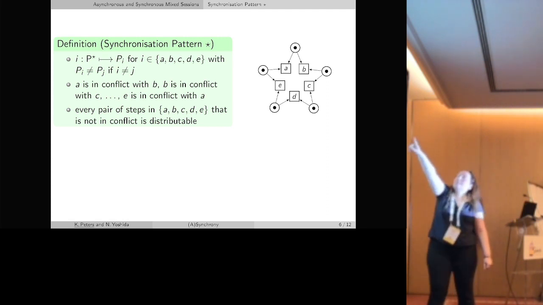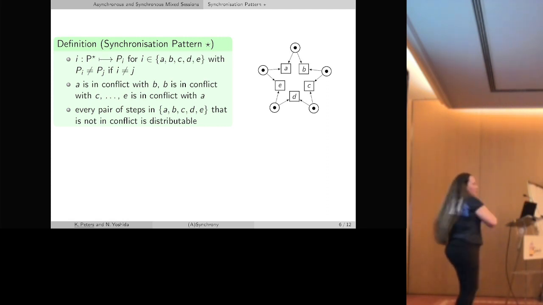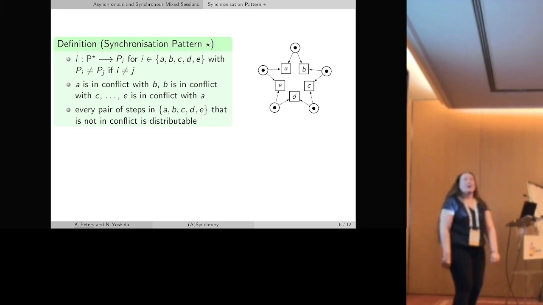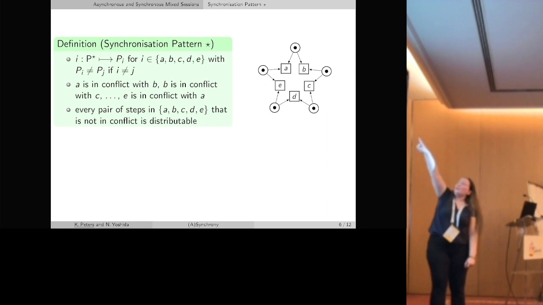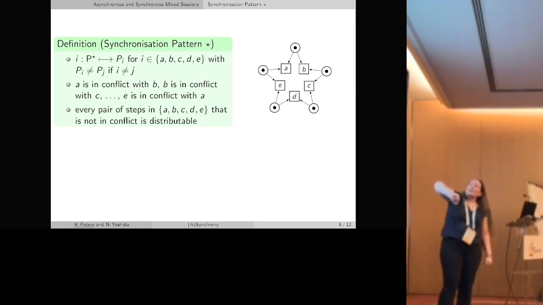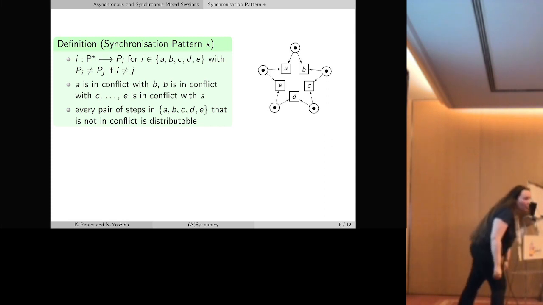But the idea is you have a state, from that you have 5 different possibilities to go on, A, B, C, D, E, and in the picture, you see that there are neighboring steps like A and B, for instance, and they have to be in conflict.